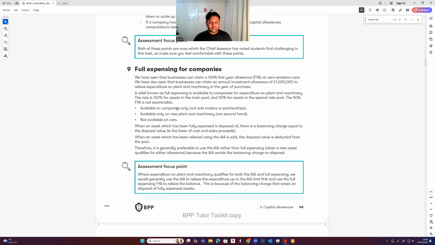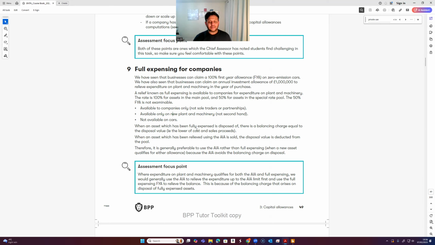It is available to companies only, not the sole trader or partnership, and available only to new plant and machinery. If the question says it is an old asset, remember that this asset cannot be eligible for full expensing, and it is not available on cars, only for plant and machinery. So new plant and machinery, new.